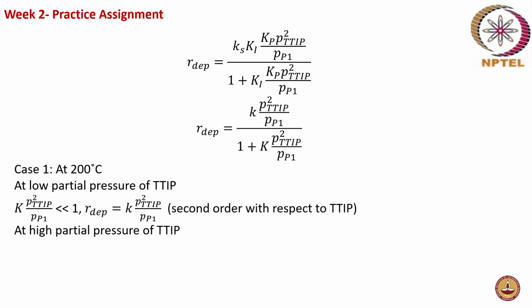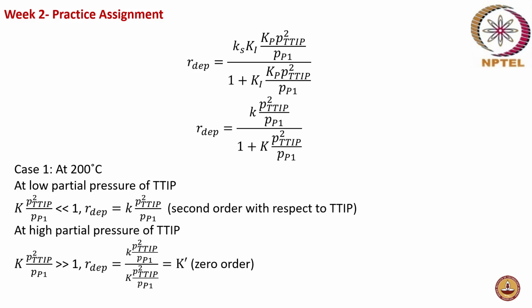Okay, ma'am. So here again, you have to play with the denominator only. In the second case, they say that the partial pressure of TTIP is high. If it is high, again if you look into the denominator term, there is a square of partial pressure of TTIP term. Correct? So when the value is very high, this second term in the denominator expression becomes very much higher than the first term. So you will eliminate the first term, that is 1, and you will get an expression K into partial pressure square of TTIP by partial pressure of P1 divided by again capital K into partial pressure of TTIP by partial pressure of P1.